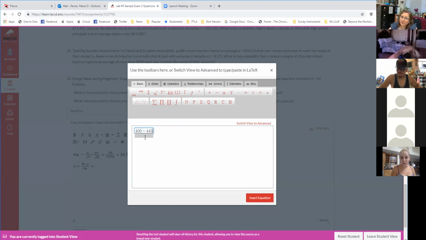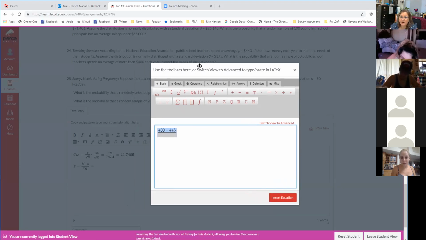And so immediately, what do we know? Is this going to be a positive or a negative z-score? Negative. Yep. Negative, right? And why do we know that? Because, is 400 larger or smaller than 443? Smaller. Smaller. So that's how we know, right? So 400 is to the left of the mean, which means it's below the mean, and so it's going to be a negative z-score.